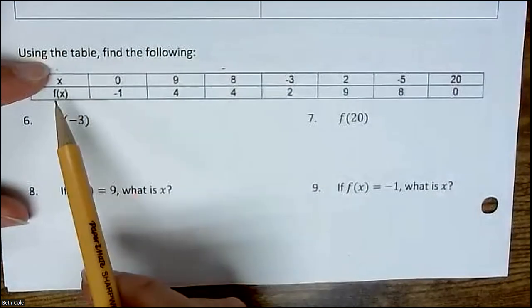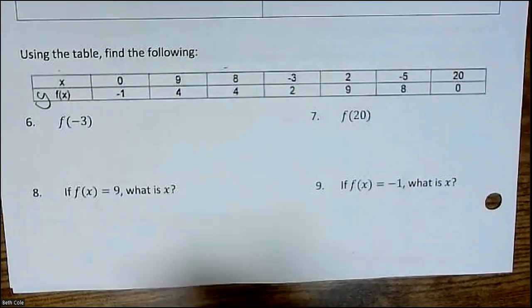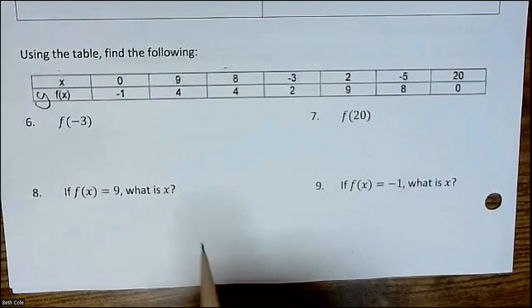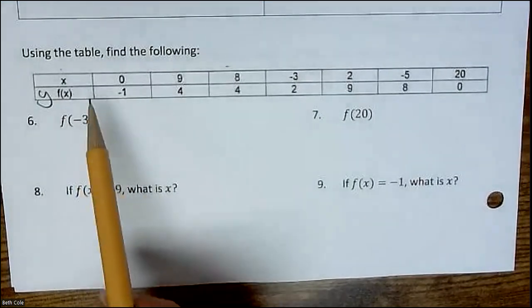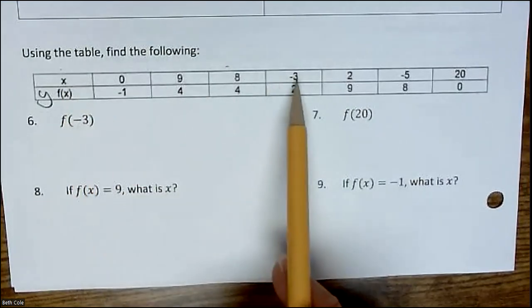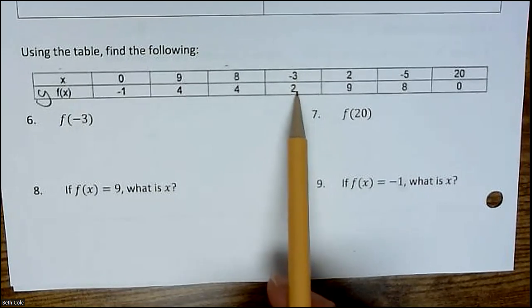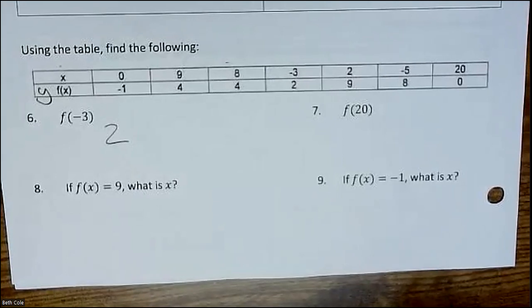Here's your table, x, f of x. If you want to write y instead of f of x, that's your output, same thing. It says f of -3. All you have to do is find -3 for x and see what y is. So here's -3 for x. Your answer is 2. Literally, that's it. Ms. Cole, that's it? Yep.